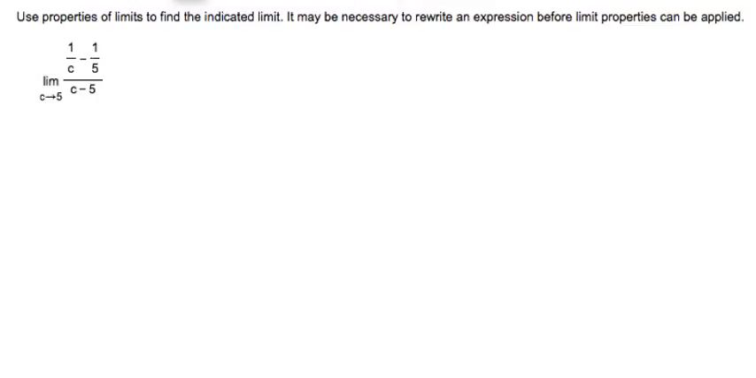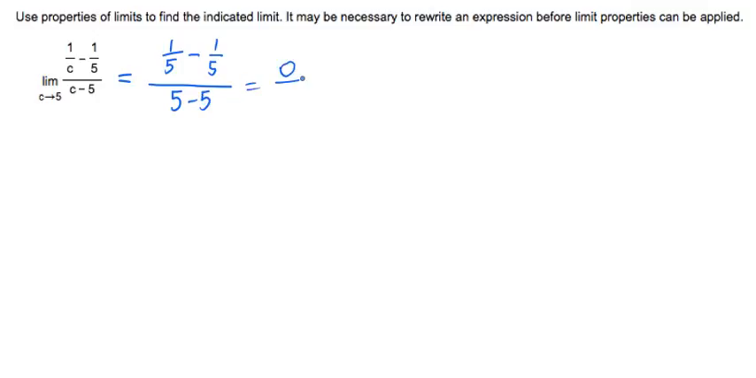So in this problem, we want to use properties of limits to find this limit. Basically, we're going to find it algebraically. So the first step we try is plugging in c equals 5. And if I plug in 5 for c, we get 1/5 minus 1/5 in the numerator divided by 5 minus 5, which is 0 over 0, which is indeterminate.